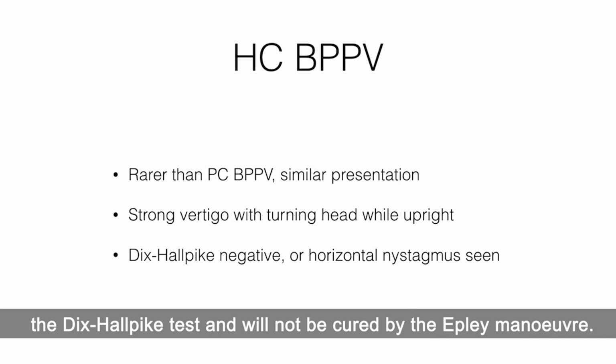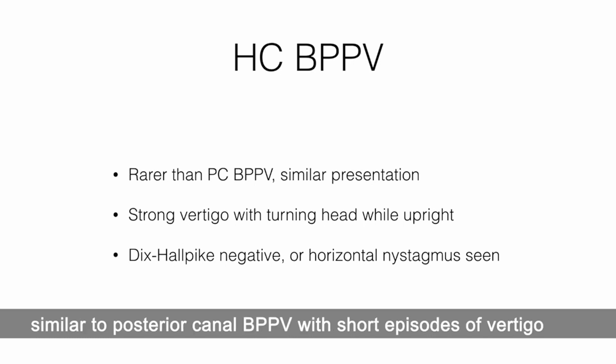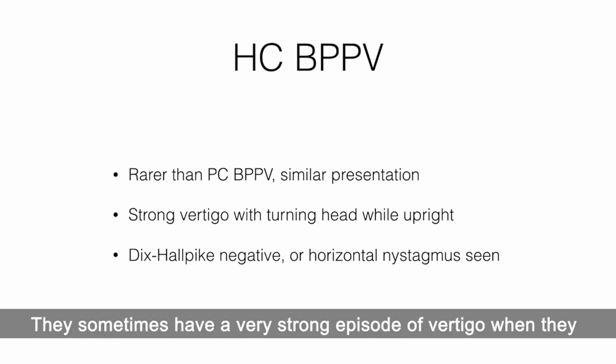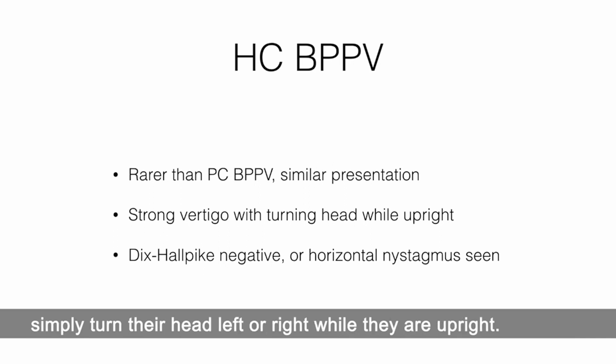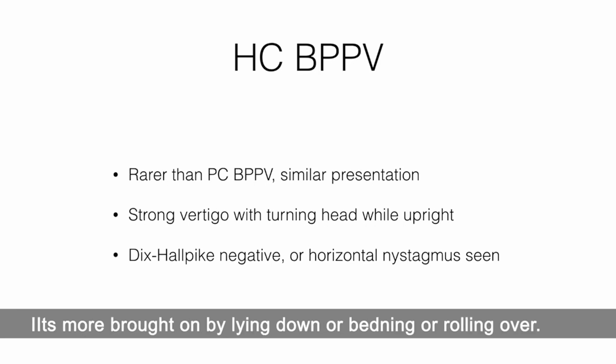maneuver. The clinical presentation of horizontal canal BPPV is very similar to posterior canal BPPV, with short episodes of vertigo initiated by head movements. They sometimes have a very strong episode of vertigo when they simply turn their head left or right while they are upright. Posterior canal BPPV usually doesn't have this. It's more brought on by lying down, bending over, or rolling over.